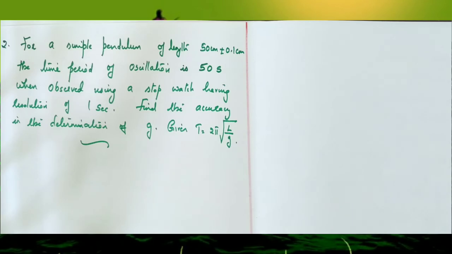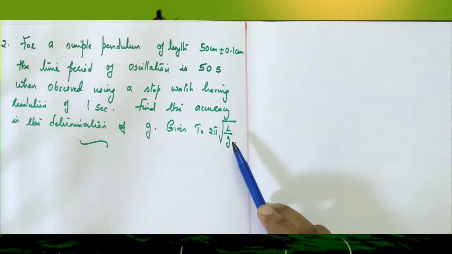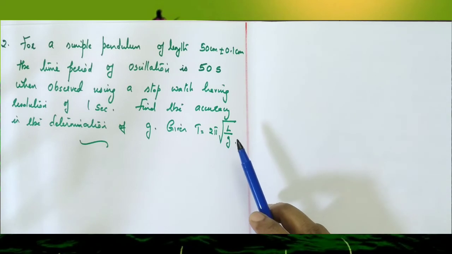Question. For a simple pendulum of length 50 cm plus or minus 0.1 cm, the time period of oscillation is 50 seconds when observed using a stopwatch having resolution of 1 second. Find the accuracy in the determination of g. Given time period T equals 2 pi into root of L divided by g. Here the time period is given by the formula T equal to 2 pi into root of L by g, isn't it? Here we have to find out accuracy in the determination of g.